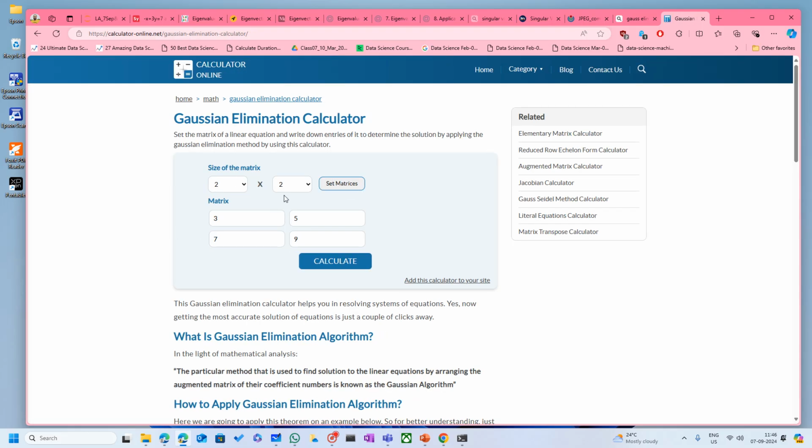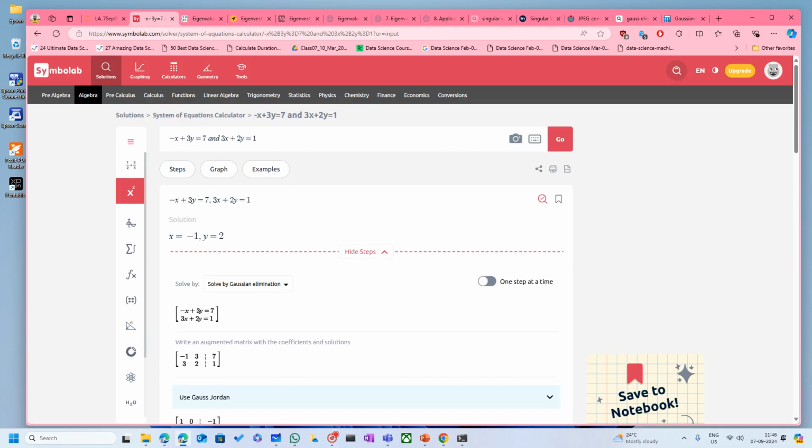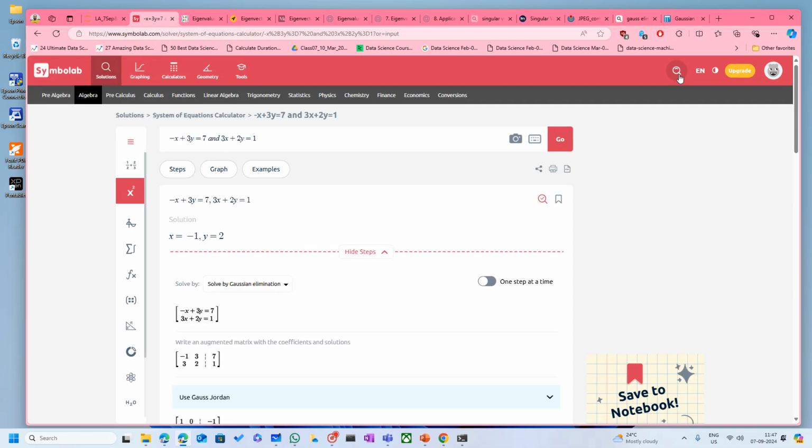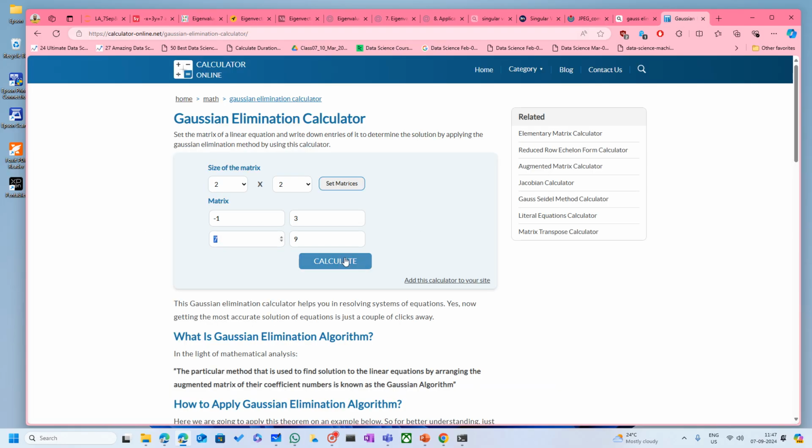First, take a 2 by 2 matrix. You take the matrix values here as minus 1, 3, and the other row is 3, 2.